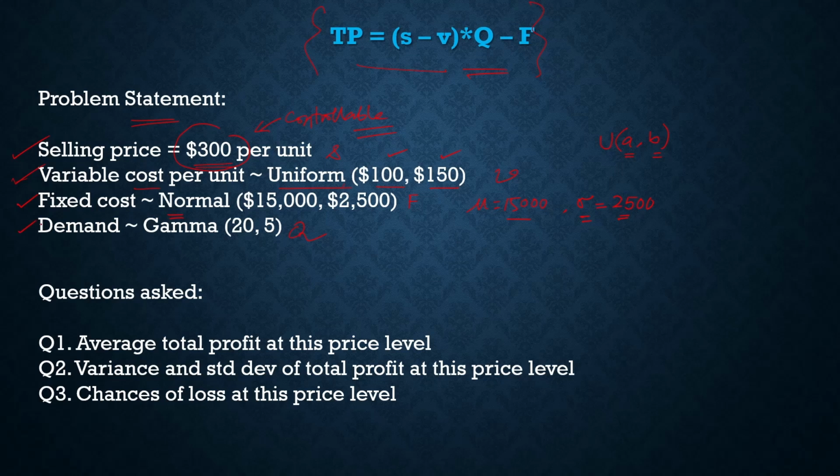And finally, the demand follows a gamma distribution. It also has two parameters, alpha and beta. In this case, your alpha is 20 and beta is 5. So that is the problem statement. And what are the questions asked?